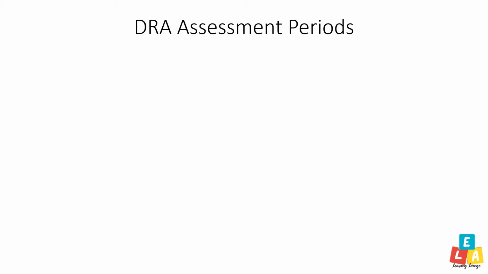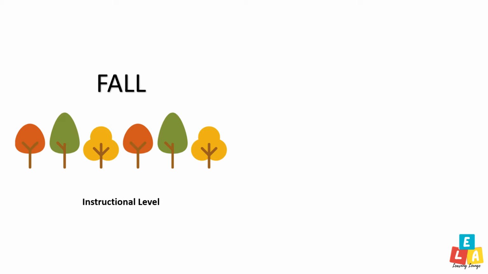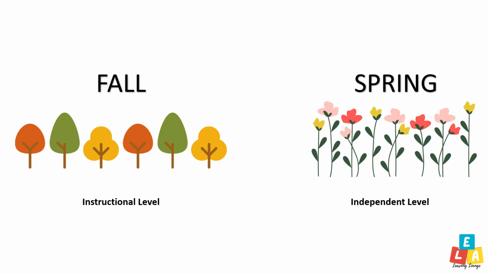Ideally, the DRA should be done twice a year. In the fall, it's done to determine our students' instructional levels, whereas in the spring, it's done to determine their independent reading level. However, CQSB currently only mandates that information gathered from the DRA be entered in the spring.